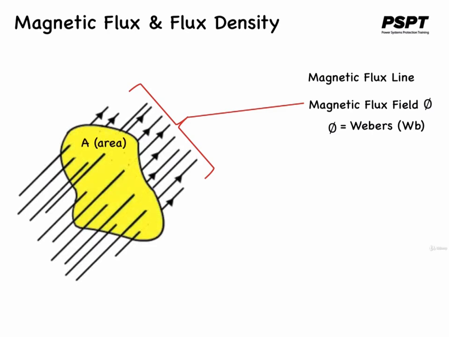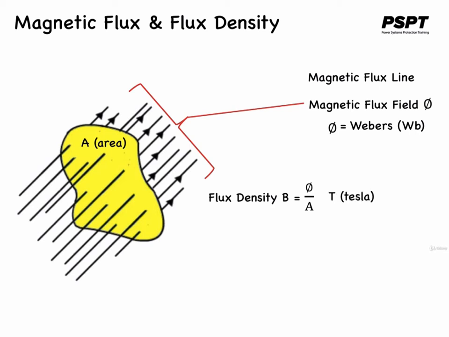If we consider a flat surface area, such as indicated here, we'll call it A, the area that the magnetic field passes through, then we can define the magnetic flux density as the amount of magnetic flux in an area that is perpendicular to the direction of the magnetic flux. Or in other words, the magnetic flux density is the amount of magnetic flux perpendicular to a flat surface area divided by that area.